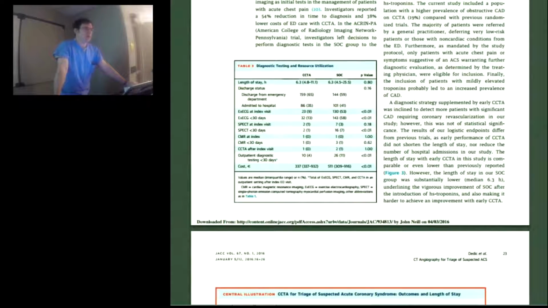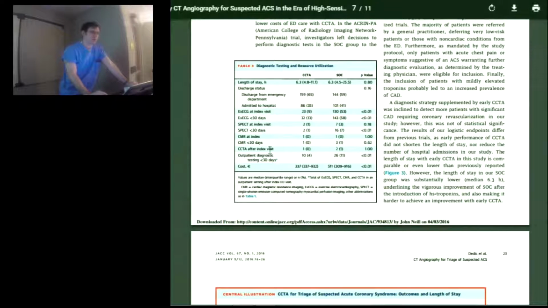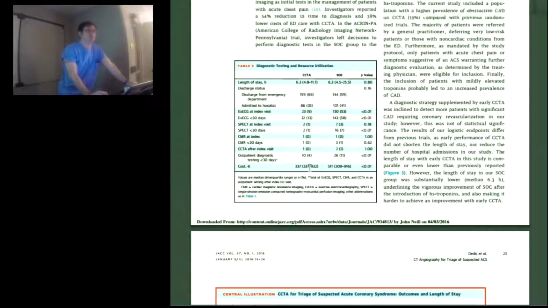Resource utilization. They did a cost analysis, and the average cost was 337 euros in the CTA arm and 511 in the standard of care arm. Did they find why it's more expensive?